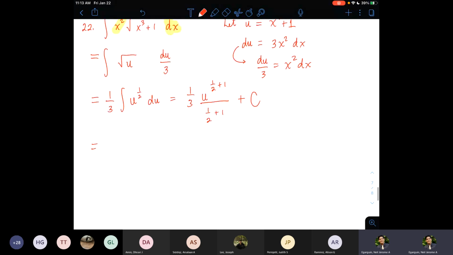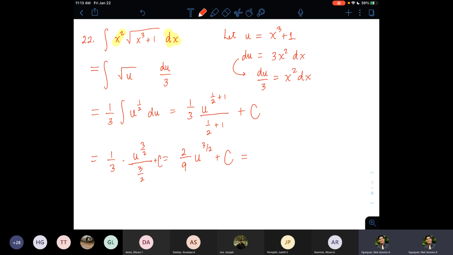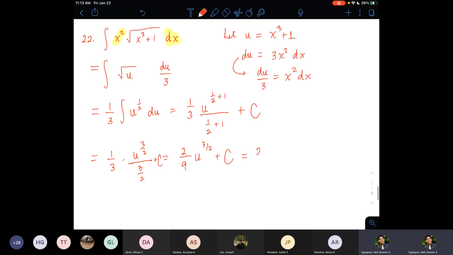And then let me just work out the arithmetic here. I'll have 1/3 times u to the 3/2 all over 3/2, right? And then here we'll have 2/9 u to the 3/2. I forgot the plus c here, plus c. All good? And then now I can revert to the original variable x as my final step. I will just revert all u's to x cubed plus 1. So we'll have 2/9 times x cubed plus 1 raised to the 3/2 plus c. And that's going to be our final answer.